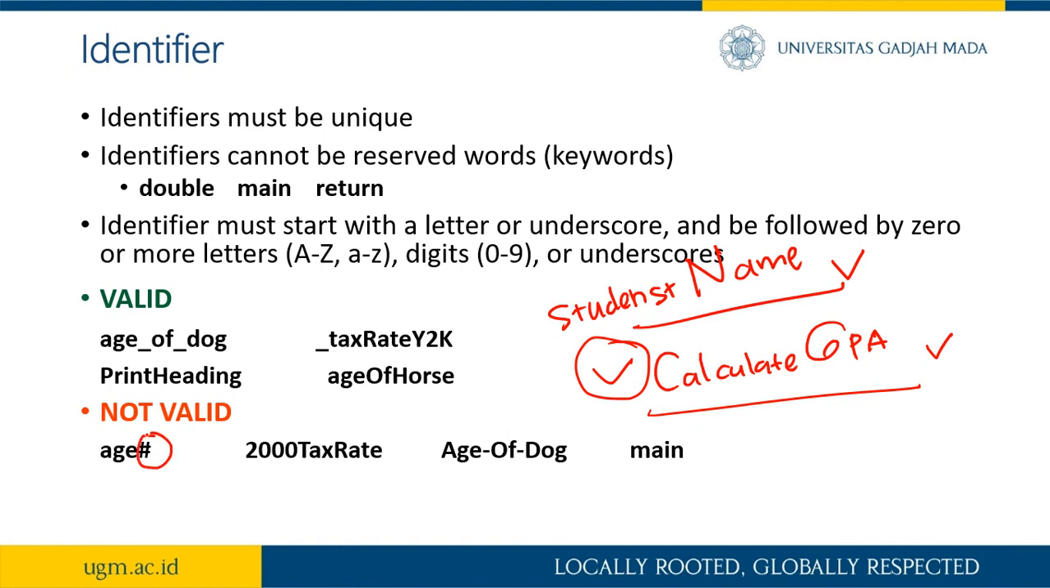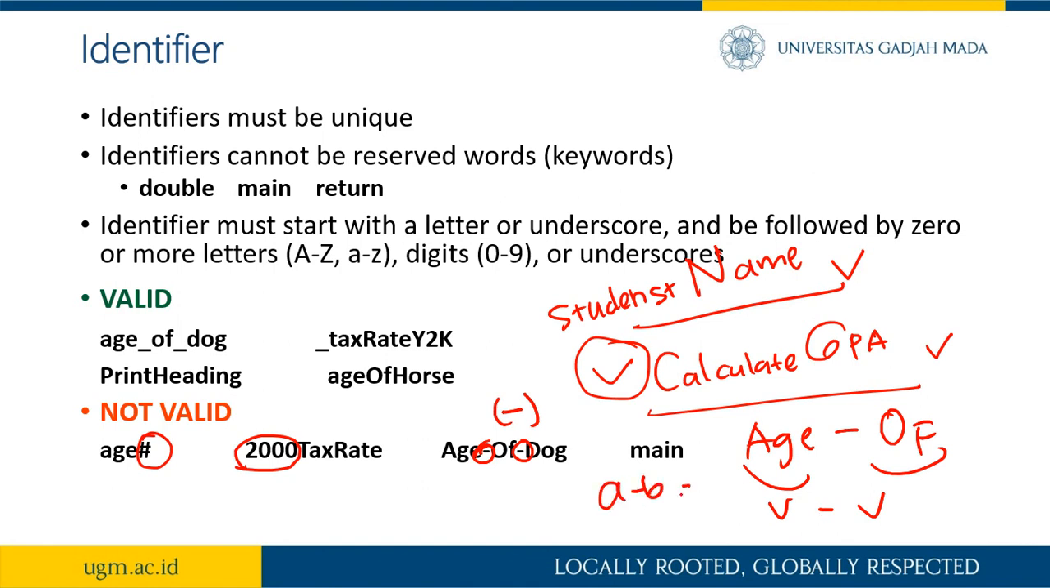It's like this one because it is using a slash, and then this one because it starts with a number, and this one, why is it invalid? Because it is not using underscore, but instead it uses minus. Yeah, it is prohibited. Why? Because it can be read like, for example, age minus of, so it's like two different variables, maybe variable minus variable, like a minus b equal to c. So okay, it's invalid. It is prohibited. Main, because it is already reserved by the system.